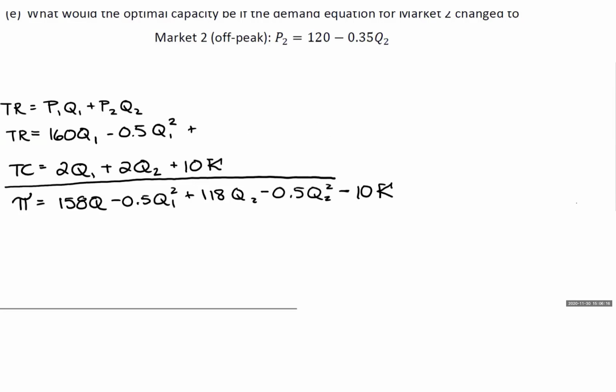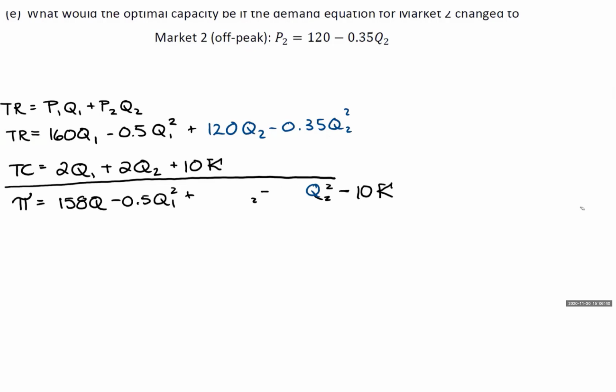This is now going to be, and I'll do this in blue, 120 Q2 minus 0.35 Q2 squared. So my revenue changes, thus my values here will also change. Anything with Q2 in it ends up changing. I have 120 minus 2 Q2, giving me 118 Q2, and then minus 0.35 Q2 squared. Anybody have trouble following those changes? We shifted our revenue. The costs are still the same.